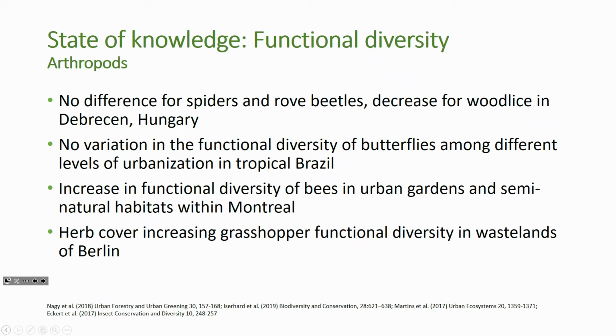Well, what I found in the literature on functional diversity of arthropods is first a study from Debrecen, Hungary, where spiders and rove beetles and also woodlice were investigated. For the first 2 of these groups, there was no effect of urbanization on functional diversity. For the woodlice, there was indeed a decrease of functional diversity. But then for butterflies in Brazil, there was again no variation in functional diversity. For bees in Montreal, there was an increase in functional diversity with urbanization. And then in Berlin, again, sites with a higher herb cover had increased functional diversity. So you see there are not that many studies yet, and there is also a high variation of results. So I cannot really answer the question, what does urbanization do to functional diversity?